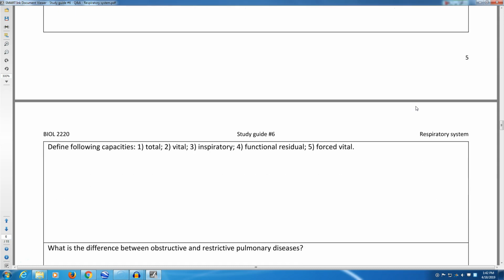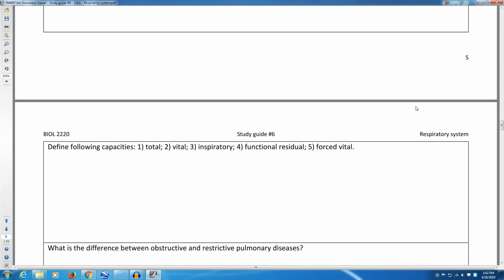Capacities. Total lung capacity, the total volume of the lung. Vital capacity, everything except residual, total volume of the lung minus residual volume. Inspiratory capacity, tidal volume plus inspiratory reserve volume. Functional residual capacity, residual plus expiratory reserve. Forced vital capacity, the amount of air that can be forcefully expired after a full breath.